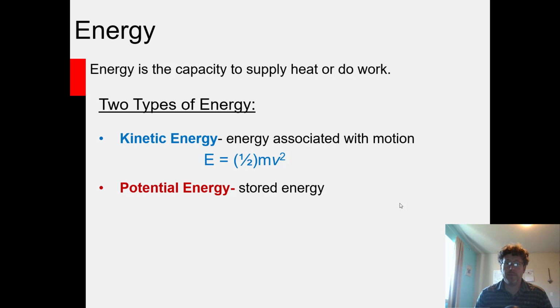So the first thing we want to talk about is energy. From a physics standpoint, chemists use the same definition as physics do. Energy is the capacity to either supply heat or do work. So when we measure the energy released or absorbed by a chemical reaction, there are two ways for that energy to be manifest.